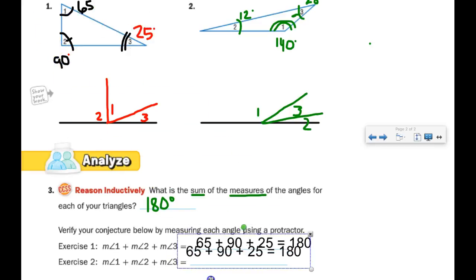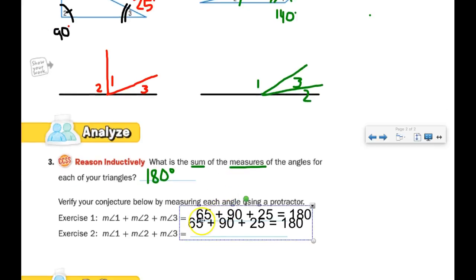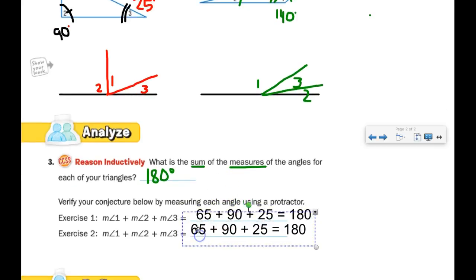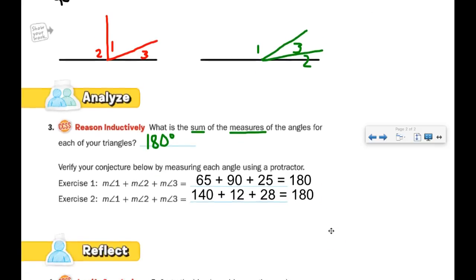I'm just going to change these numbers around. So again, we said angle 1 was 140 degrees. Angle 2 is the smaller one, so it's the 12, and angle 3 is 28 degrees, and that also equals 180. So there's our proof of what we did up here, and those three angles being added together equals 180 degrees. That is a fact about triangles.